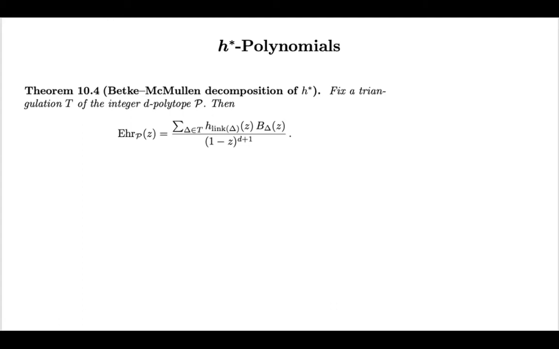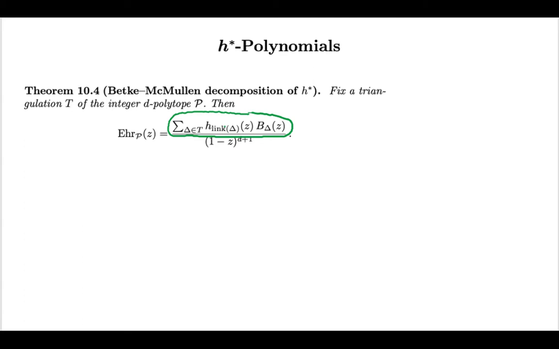So here's the theorem that we're after. This is a famous result due to Betke and McMullen from the 1980s. I will talk about the ingredients in a moment. I want you to see the structure of this theorem. So we're given an integer polytope and the triangulation. And you can see that we can now write the H-star polynomial, so this numerator of the Ehrhart series, using some ingredients from the triangulation that we'll see in a moment.